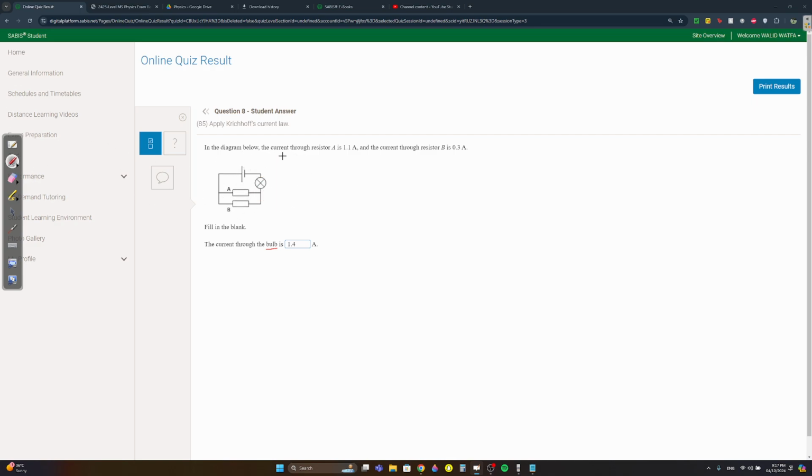To explain this using Kirchhoff's law, because they're saying Kirchhoff's law. Kirchhoff's law states that the current here branches into the current here and the current here. When you add up these two, you're gonna get the total current out here, which is 1.1 plus 0.3, 1.4. I think we're done. Yes, we're done.